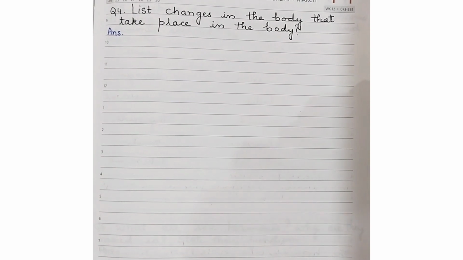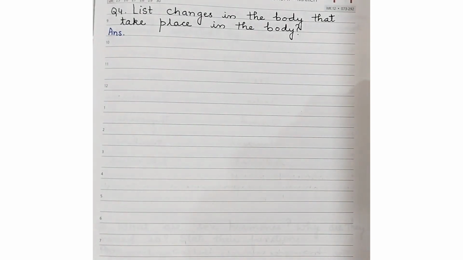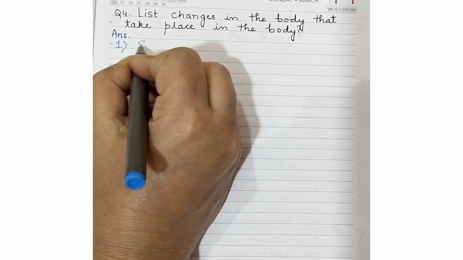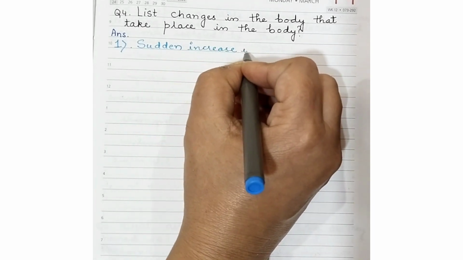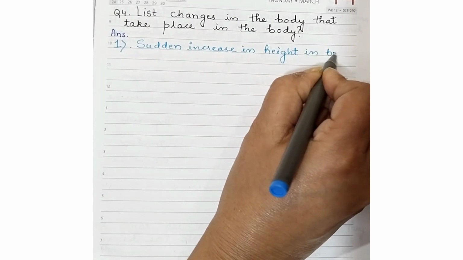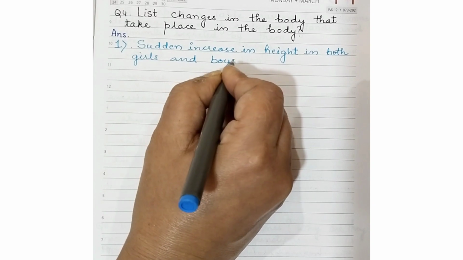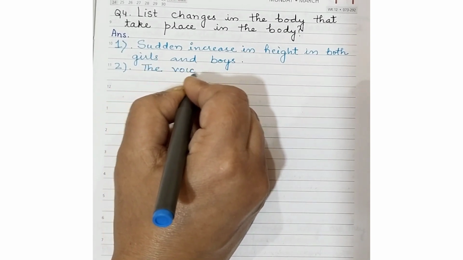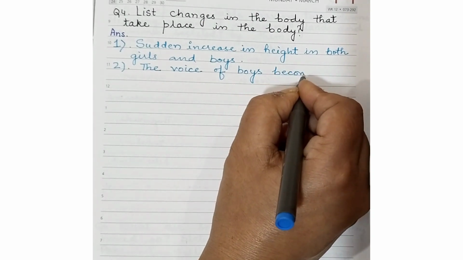Next is our question number 4. List changes in puberty that take place in the body. Now, there are so many changes that you notice during the period of adolescence or puberty. What are those changes? Number 1, sudden increase in height, in both males as well as females. After 11 or 12 years, there is a sudden increase in the height of both, and after the full period they attain the maximum height.